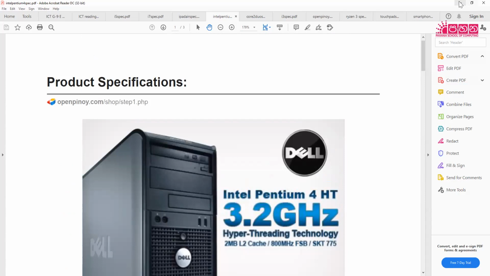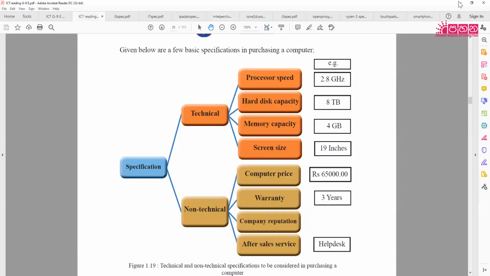Right, I think this is enough for you to come up with the answers. Shall we discuss the answers now? Time is enough, so let's discuss the answers. Right, I need more technical specs, technical specifications, other than processor speed, hard disk capacity, memory capacity, and screen size. Yes, Dhananji?